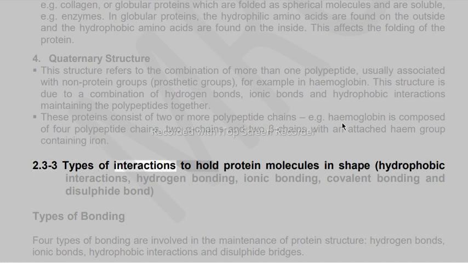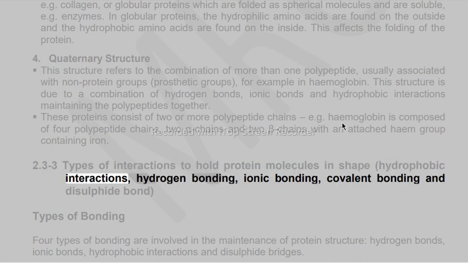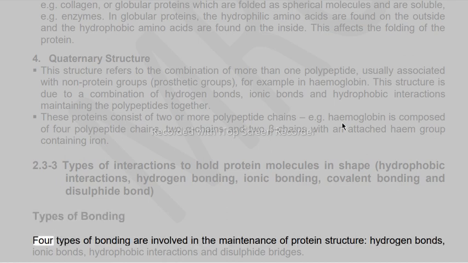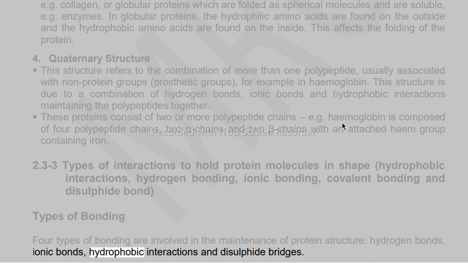2.3.3 Types of interactions to hold protein molecules in shape: hydrophobic interactions, hydrogen bonding, ionic bonding, covalent bonding and disulfide bond. Types of bonding. 4 types of bonding are involved in the maintenance of protein structure: hydrogen bonds, ionic bonds, hydrophobic interactions, and disulfide bridges.